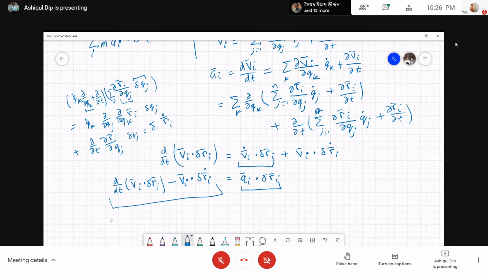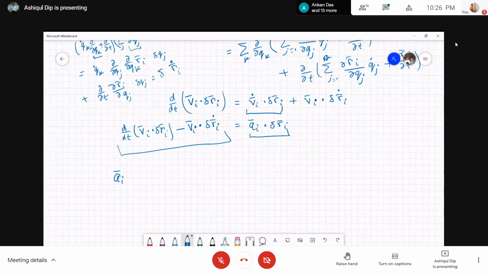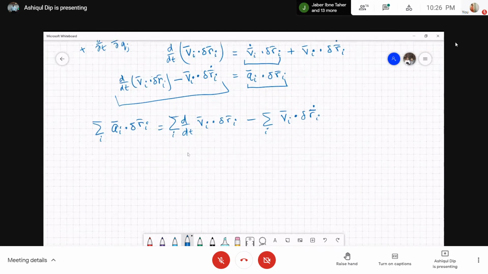So let's write this: a_i dot delta r_i, summed over i, equals d/dt of the sum over i of v_i dot delta r_i, minus the sum over i of v_i dot delta r_i dot. So what is r_i dot? What is this thing?